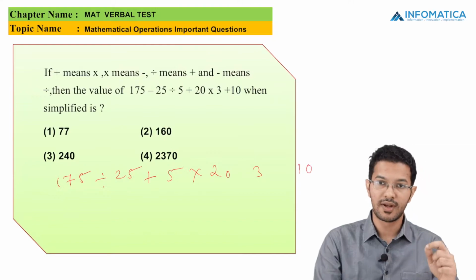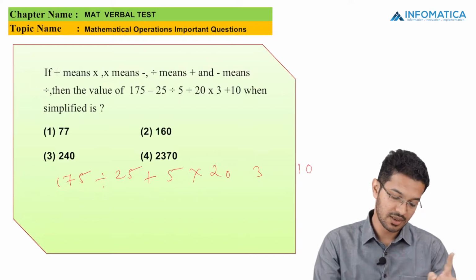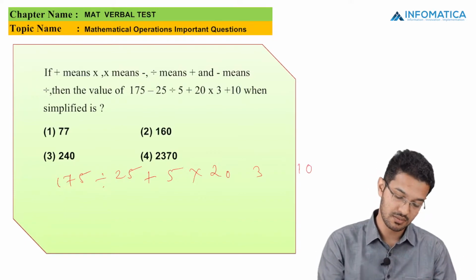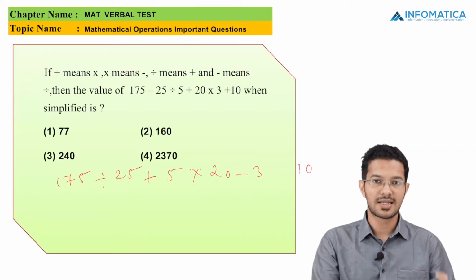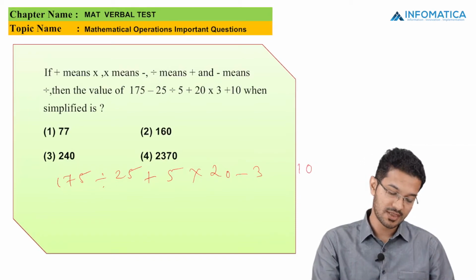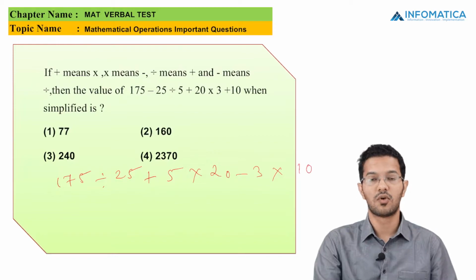Then I am having 20 and 3. What is between 20 and 3? We are having multiplication, so multiplication means subtraction, and then the last one is 3 and 10. So 3 and 10 is having a plus sign. Now what does plus stand for? Plus stands for multiplication, so I'll write a multiplication sign. So now let me see what answer I get.